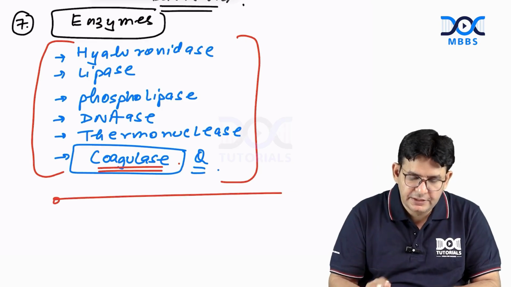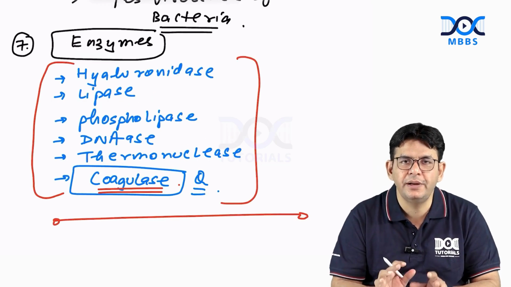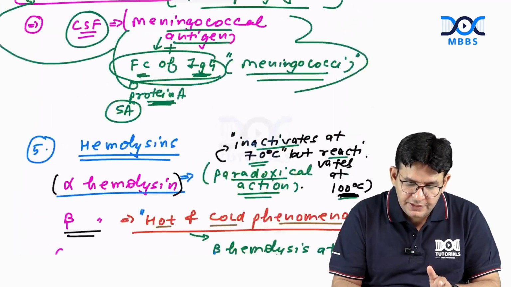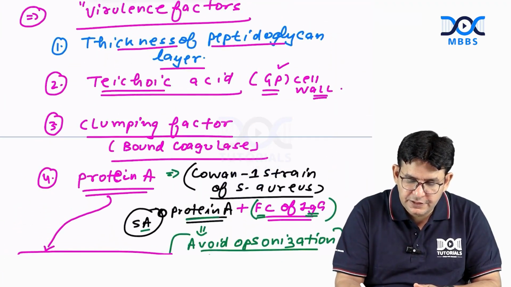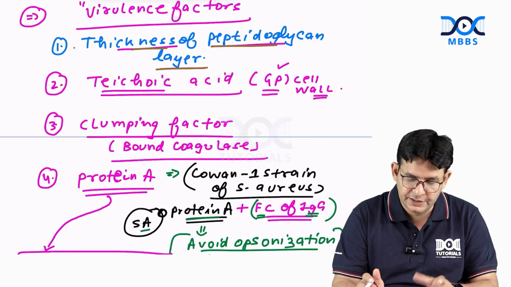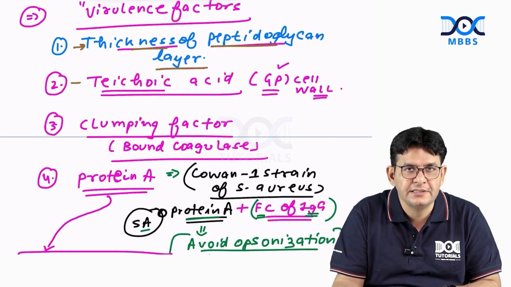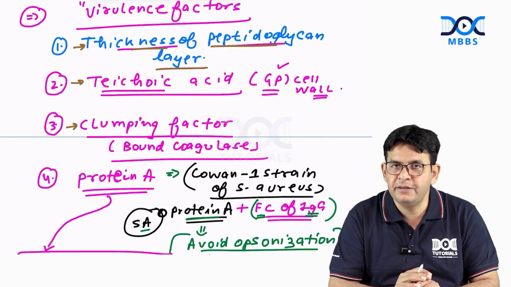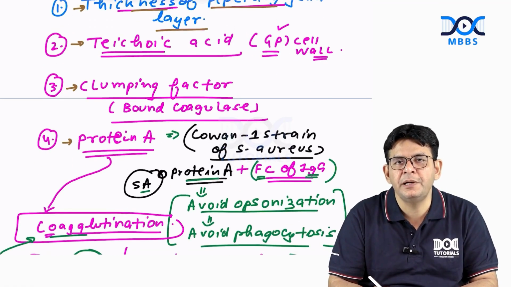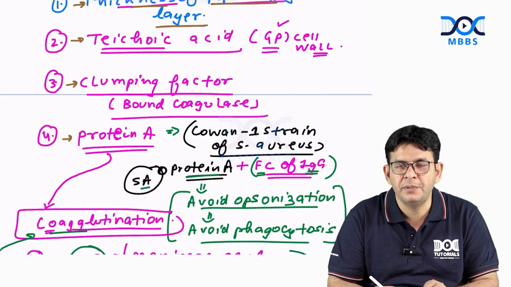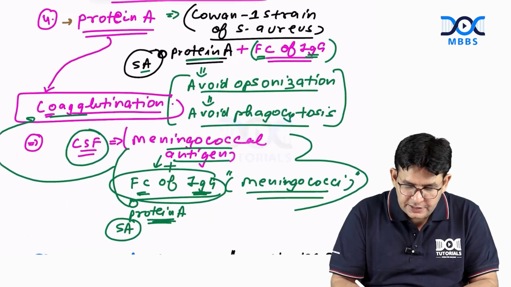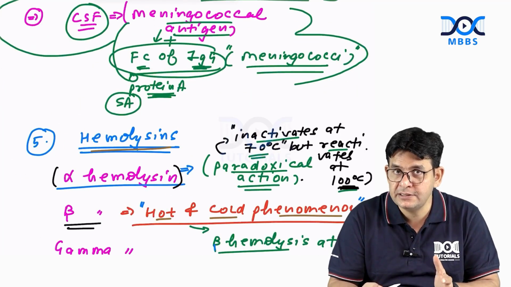So in total, these seven you need to know regarding the virulence factors of Staph aureus. Let's see once again. The first one is the thickness of the peptidoglycan layer, as it is a gram-positive bacteria. The second is teichoic acid. The third is the clumping factor, which produces clumps. Then the most important one, protein A, which binds to the Fc fragment of IgG, and this property is used in a reaction termed co-agglutination. Then hemolysins, which hemolyze the RBCs.